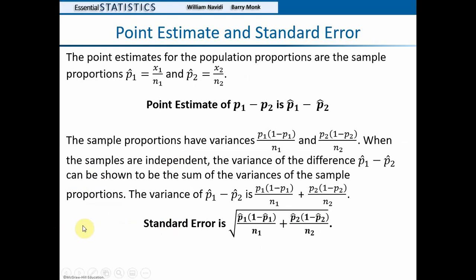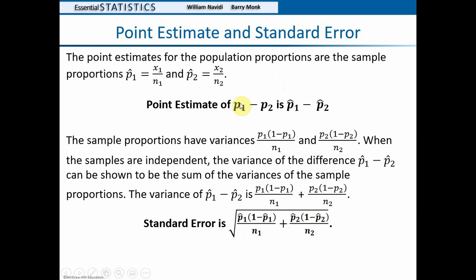So now we're going to look at the standard error. In hypothesis testing, we dealt with just P hat, which was the pooled proportion. Here we use the proportion from the sample from group 1 and the proportion from the sample from group 2.